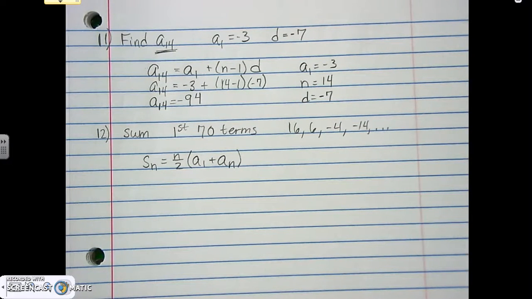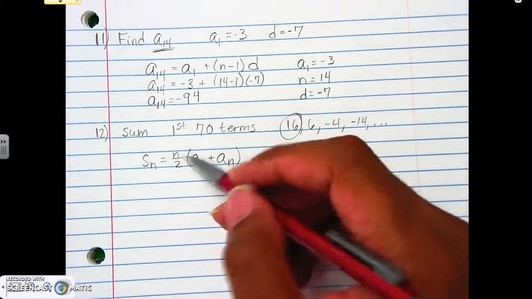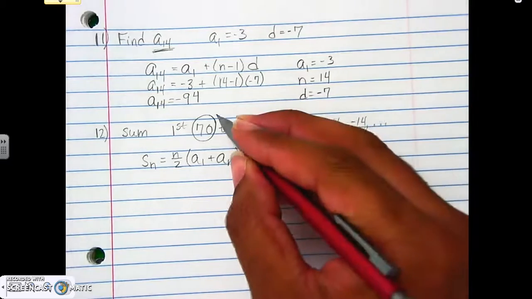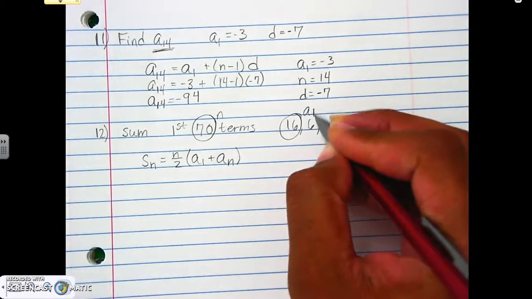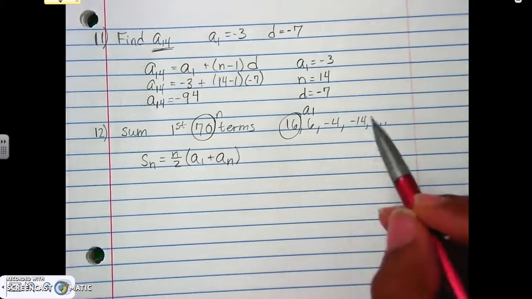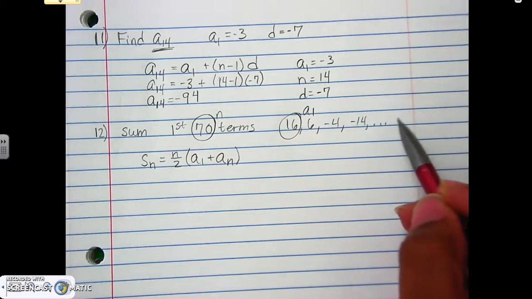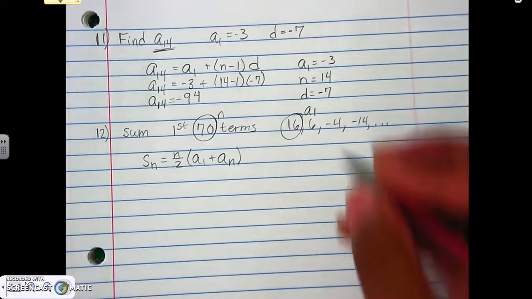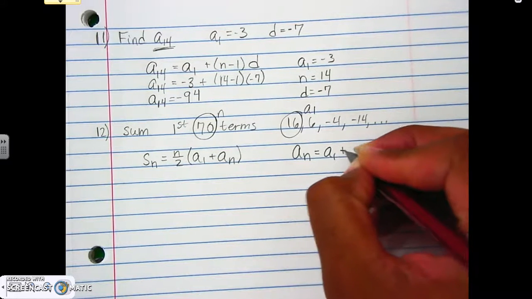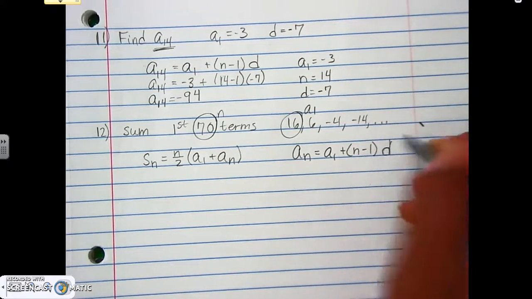So here, we already know what A1 is. That's the first term in the sequence. We already know what N is, because the number of terms we're looking for is 70. So that's N, that's A1. But do we have An yet? Because we know An is the last term in the sequence. Here we don't have a number that's the last number in the sequence. That means we need to find that last term first and then be able to do this part. So we need to go back to that first formula we talked about in number 11 and use that to find the last term, and then we can deal with all that great stuff.